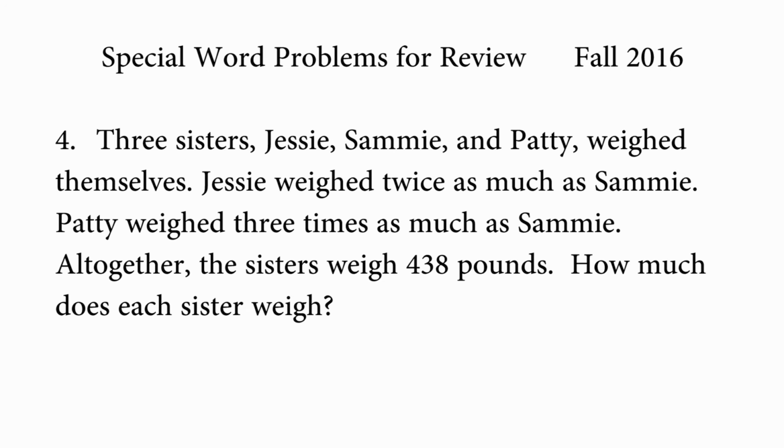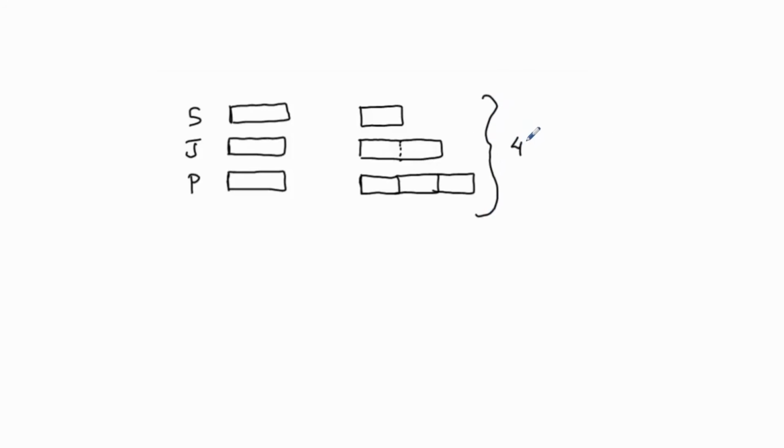Let me go back and make sure we read the problem correctly. So the 3 sisters, Jessie, Sammy, and Patty, weighed themselves. Jessie weighed twice as much as Sammy. I put Sammy in first position. So Jessie weighing twice as much as Sammy, who's in first position, should be a strip that's twice as long. Patty weighed 3 times as much as Sammy, and so that strip should be 3 times the length of whatever Sammy's strip is. And then finally I have some information that altogether the sisters weigh 438 pounds. So the weight of all 3 sisters is 438 pounds.